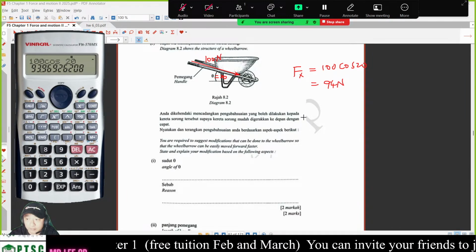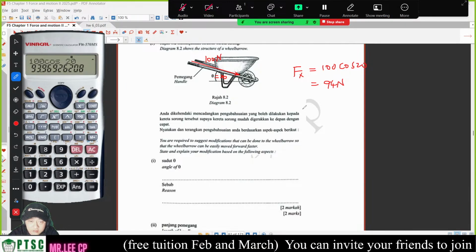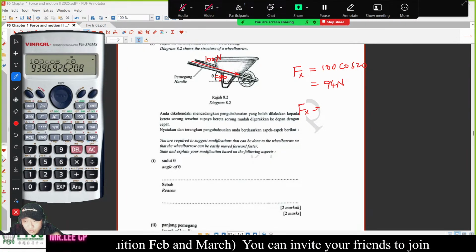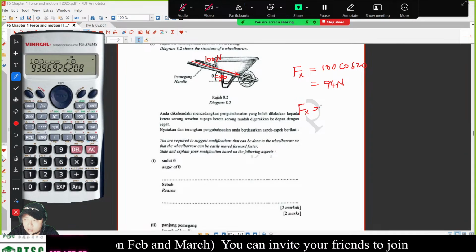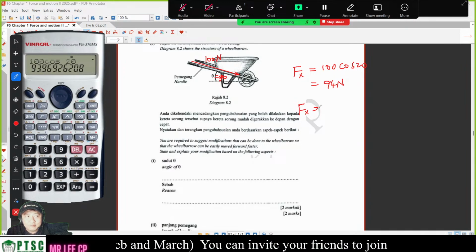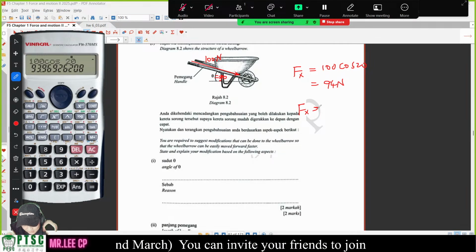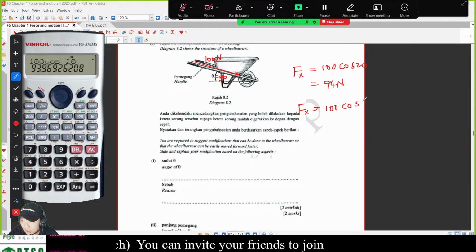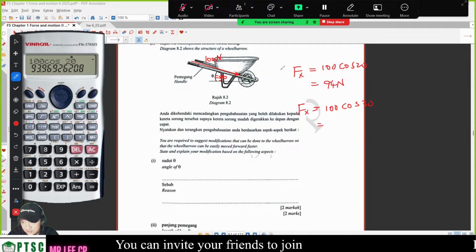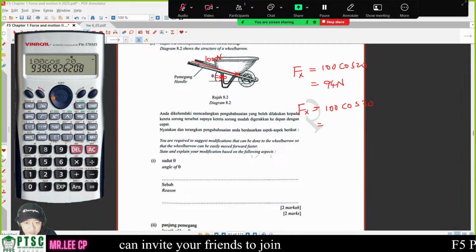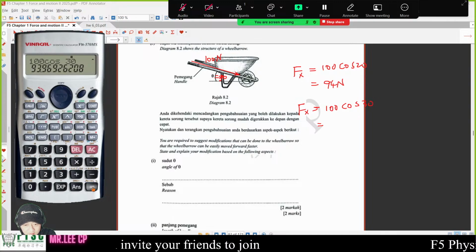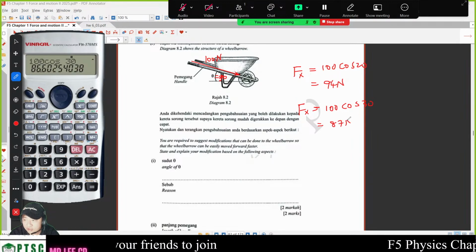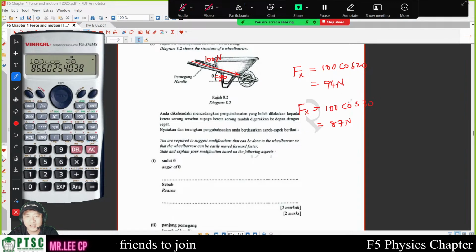Okay, I'm not happy with this. I want to try Fx, what if this angle is 30? You lift more, you pull up more, so the angle will be bigger. So 100 cos 30, it will be 86, 87. Okay, I round off, never mind. This number at the back is not important.